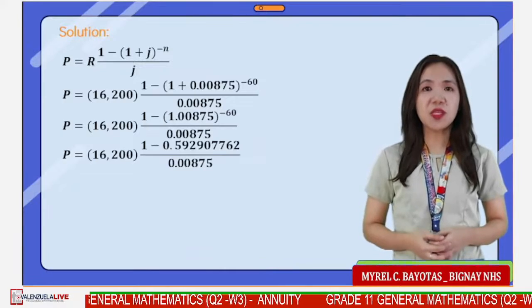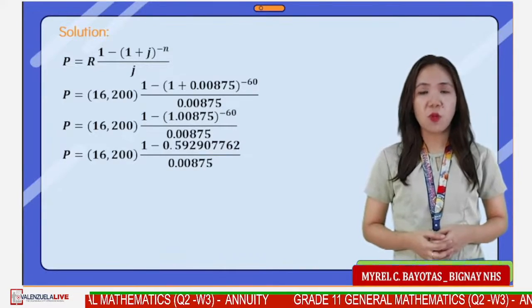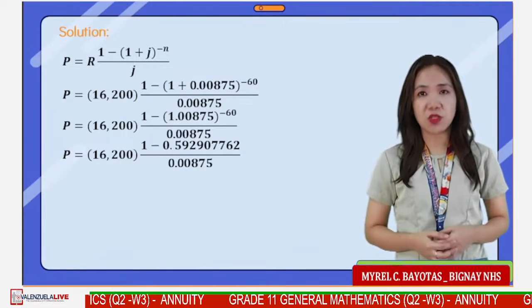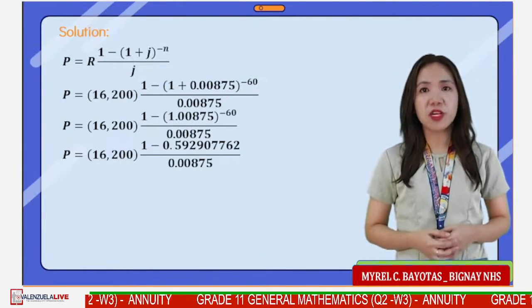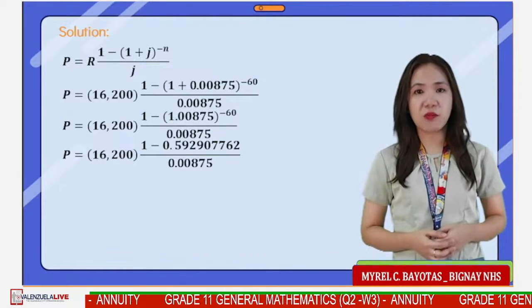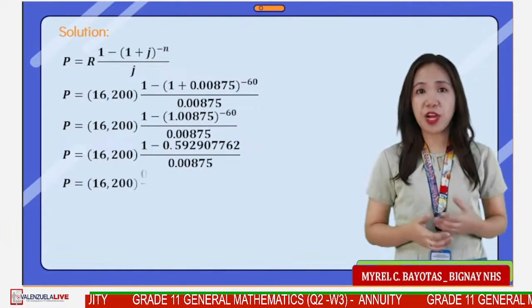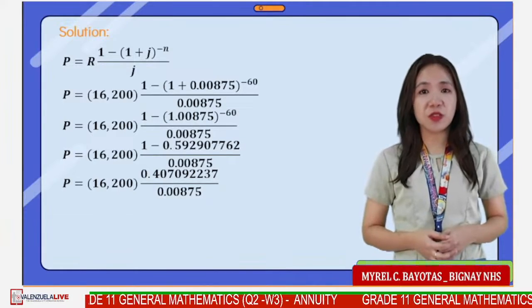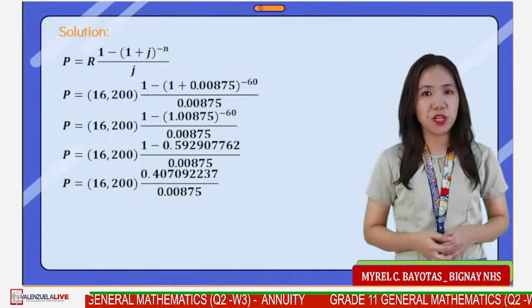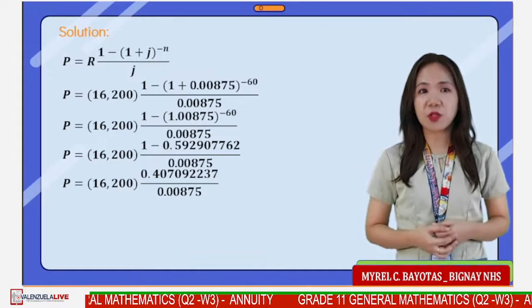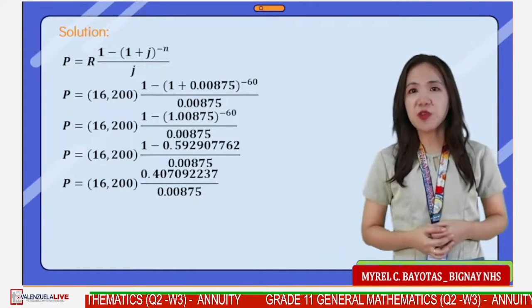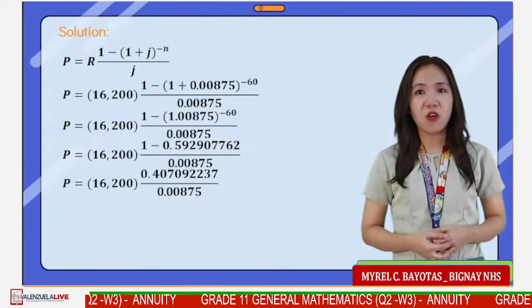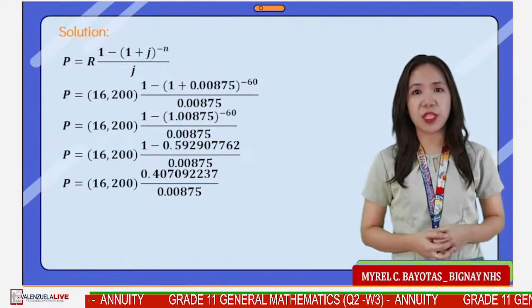Then, simplify the term with the exponent. P equals 16,200 times 1 minus 0.5929077762 over 0.00875. Subtract 1 and 0.5929077762. P is equal to 16,200 times 0.4070922237 over 0.00875.